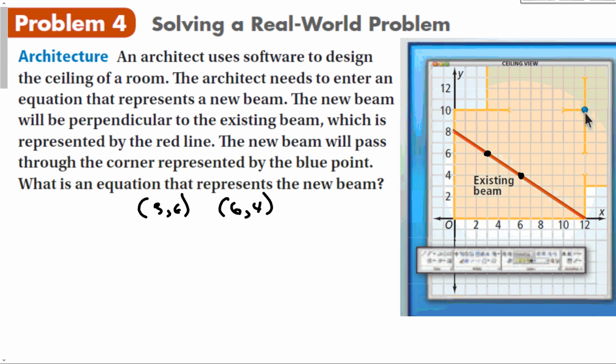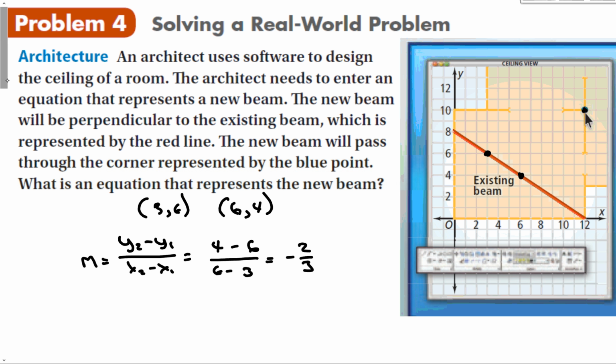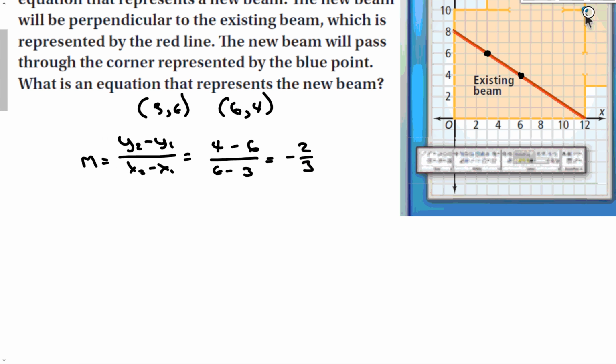If I have 2 points on a line, I can find its slope with my formula: the slope is equal to y2 minus y1 over x2 minus x1. So that's going to be 4 minus 6 over 6 minus 3, which is negative 2 over 3. So that's my slope. Okay, well, I now know the coordinates right there. Let's get a little more room. The coordinates of the blue point were (12, 10).